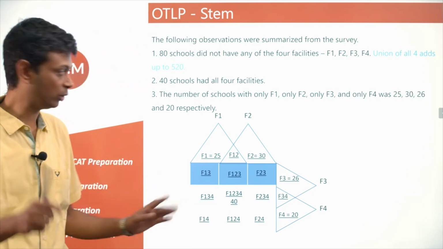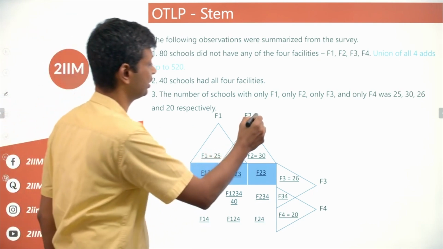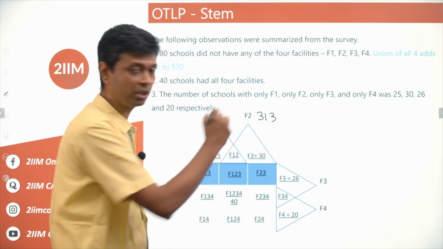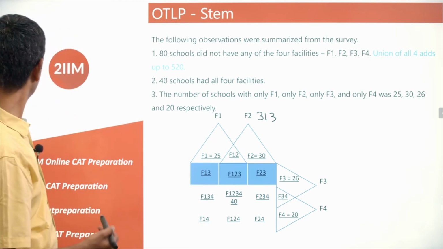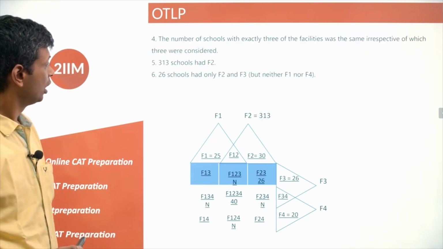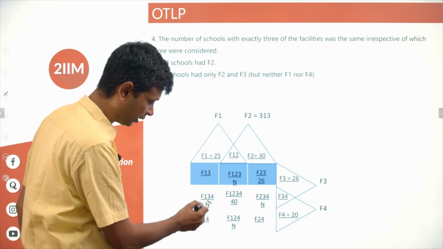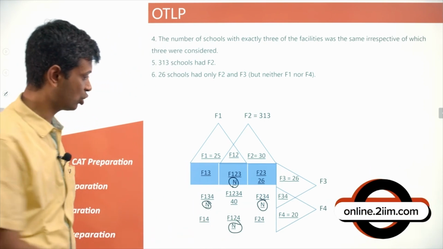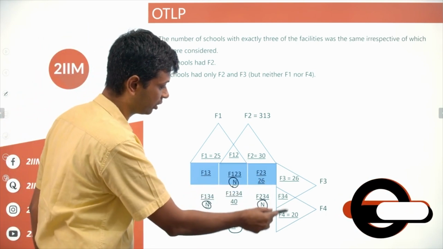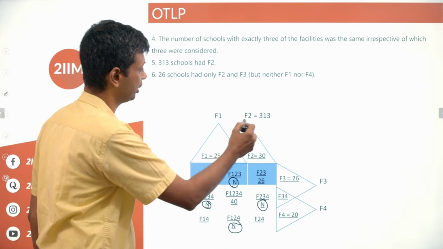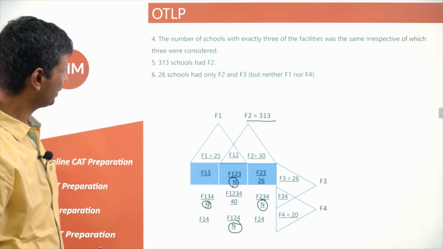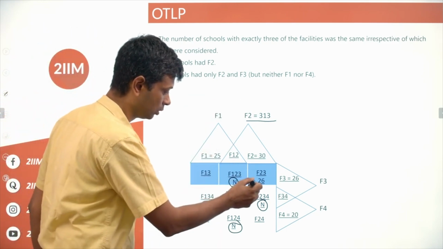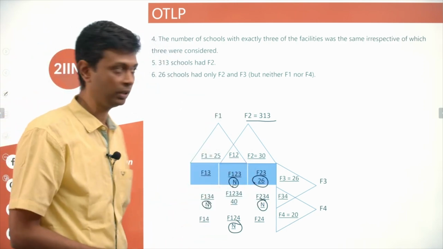These numbers we have filled in. These we know. F2 totally is 313. That is something to keep in mind. So we might probably add all of this up, equated to 313. Right? We know something more than that. Let's fill that as well. We know that each of these numbers is equal, so I'm putting it as n. N, n, n, n. And this is 40. 25, 30, 26 and 20 get filled in. This 313 is filled in. Just 26 schools had F2 and F3, but neither of the other two. This is 26. Right? Lovely.